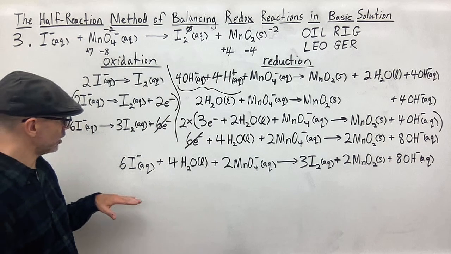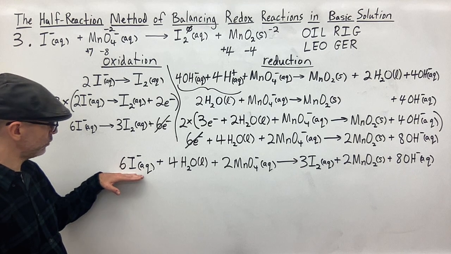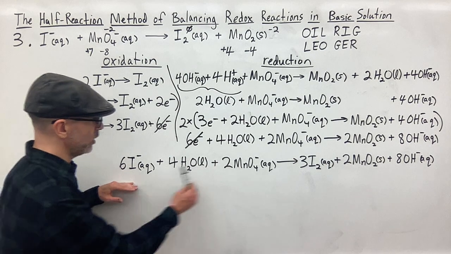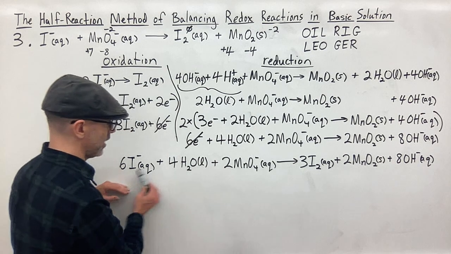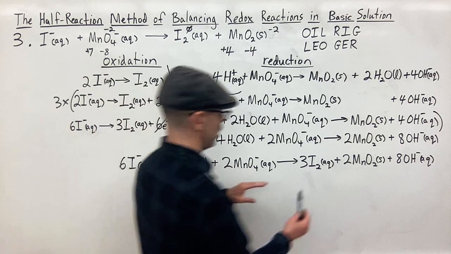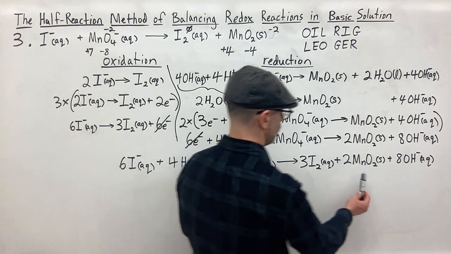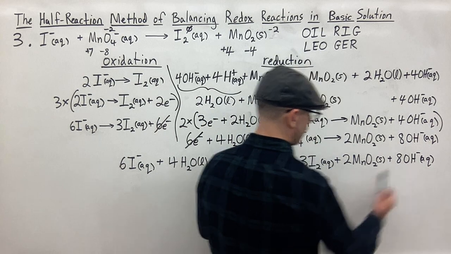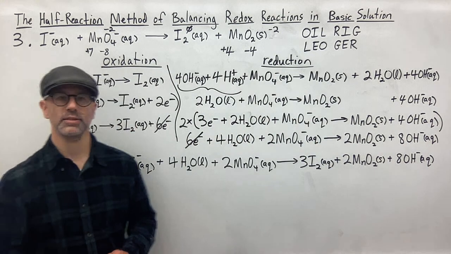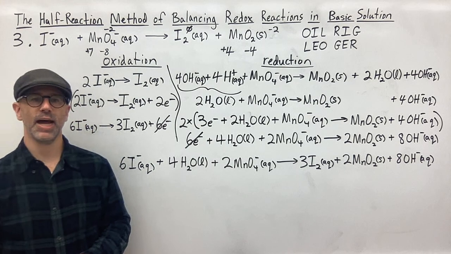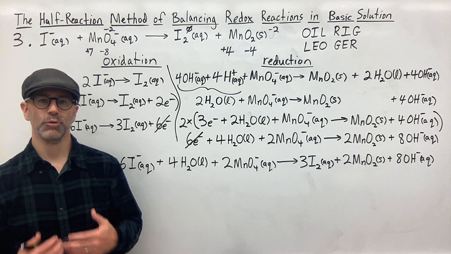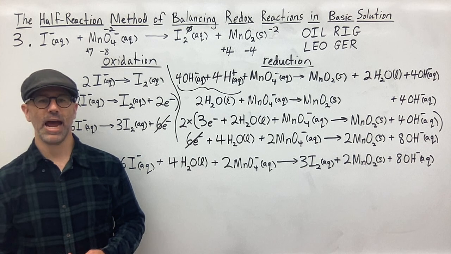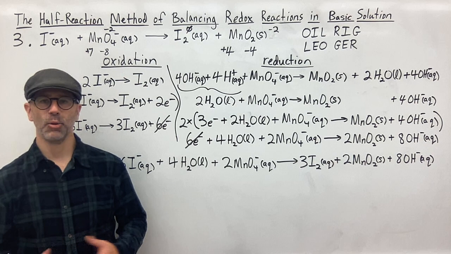What about charge? Here I have 6 negative. This is 0, so I don't need to worry about that. 6 negative, and then 2 negative. That's 8 negative on this side. Here, this is neutral. This is neutral. And I have 8 hydroxides, which are negative, 8 negative on this side. So charge is balanced. So that, ladies and gentlemen, is how you balance a redox reaction in basic solution using the half reaction method. I hope this was helpful.